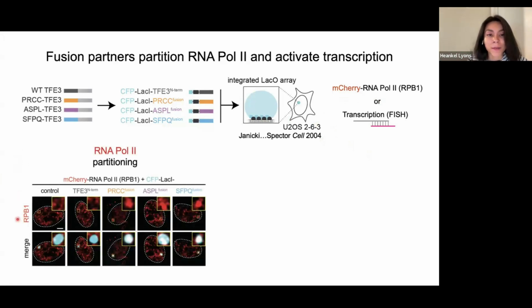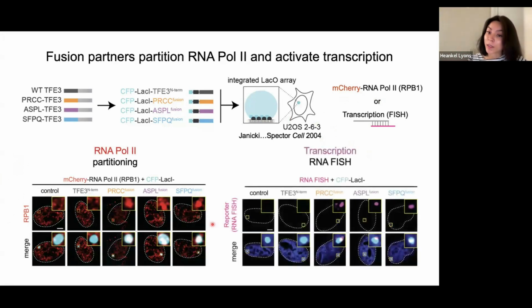So here, I tested the mCherry RNA Pol II, and I'm showing you how when you have the control or the TFE3 N-terminal region, there is no enrichment of RPB1. But the fusions, they do partition the RNA Pol II. So this was interesting, and so I looked into the reporter. And the fusions, again, were sufficient to activate the reporter.